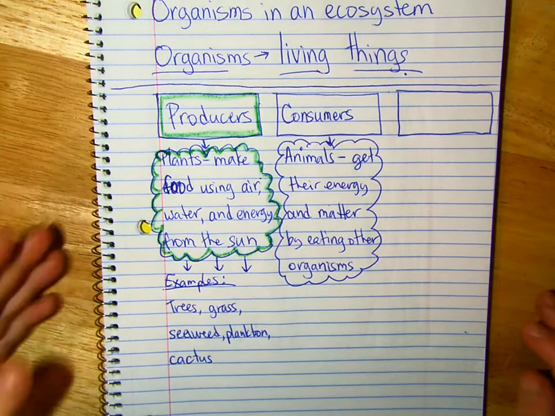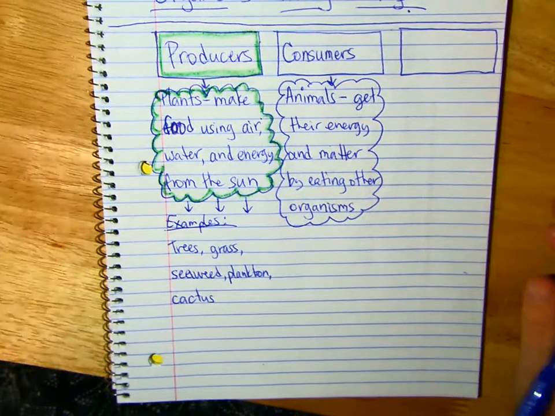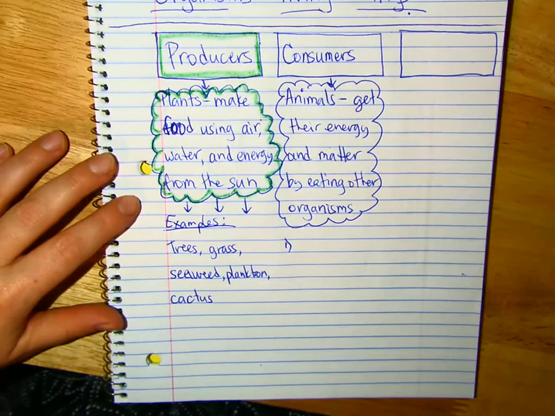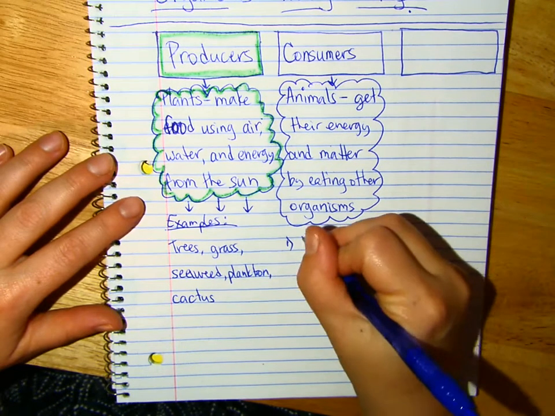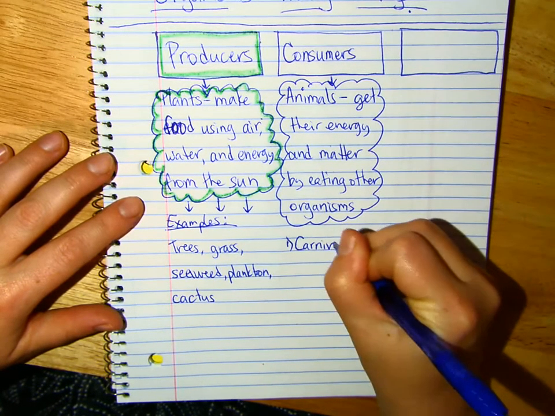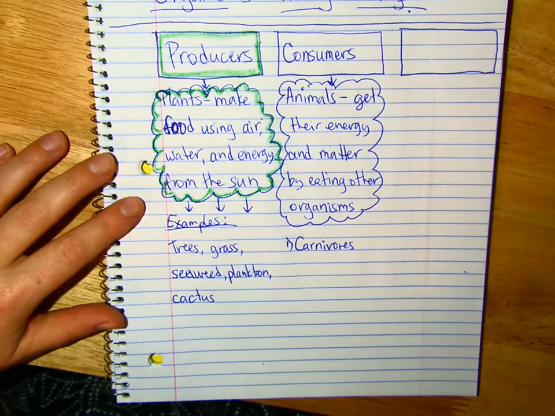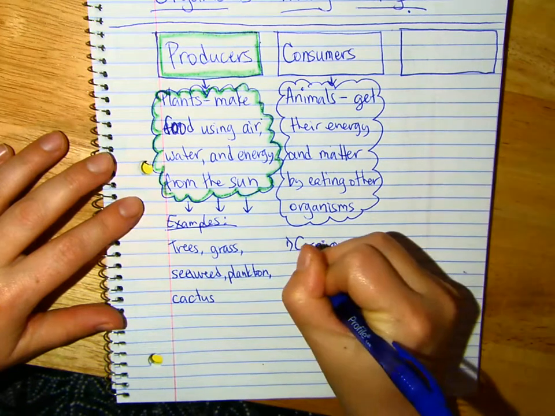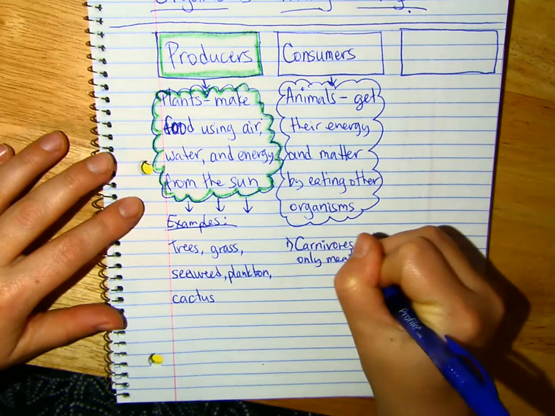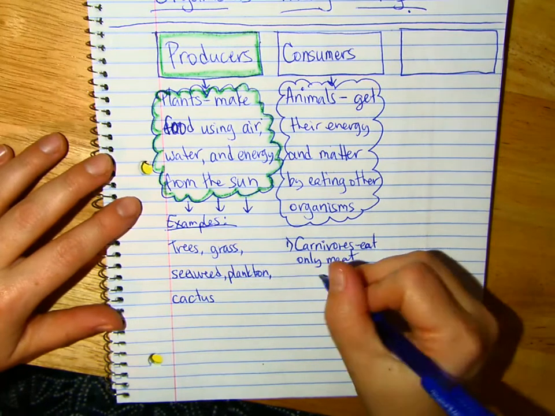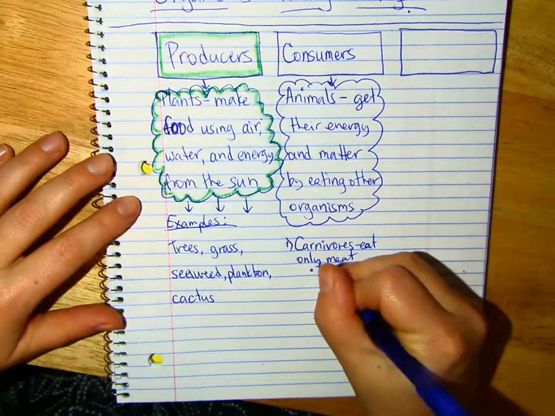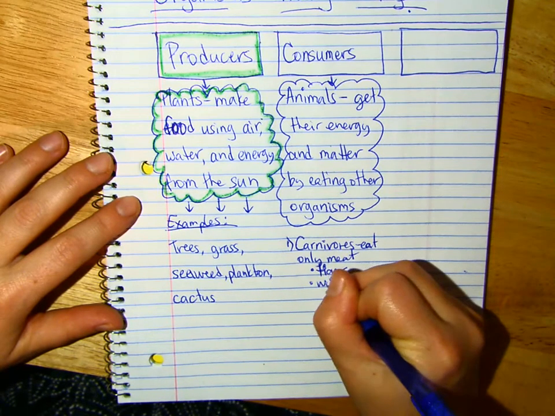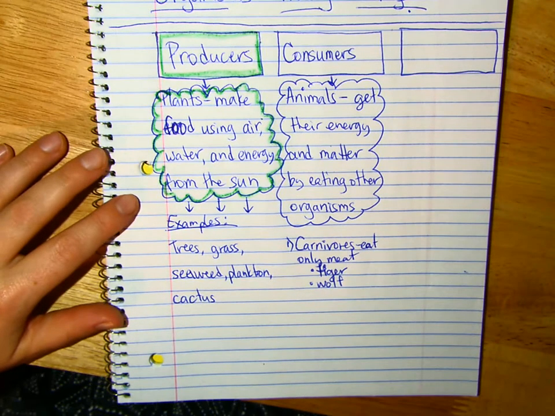Now there are 3 types of consumers. If you remember from our video, you may have caught this. I'm going to put a 1 for one type of consumer. There are carnivores. Now carnivores eat only meat. Let's think of some examples. A carnivore could be a tiger, or a wolf. You might have a different example.